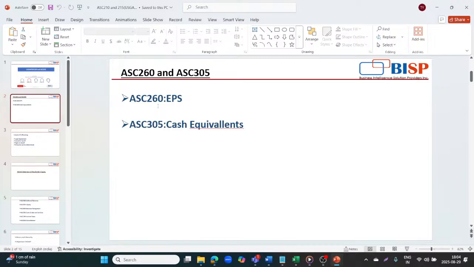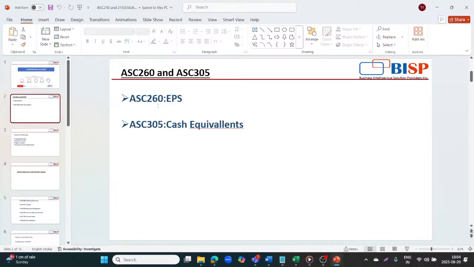It addresses the standard calculation, presentation and disclosure requirements for EPS by entities that have issued common stock that trades in a public market, or have made a filing, or are in the process of filing. And it will also show you the presentation and disclosure. Here we'll see how to calculate the EPS, and how we'll do the presentation and disclosure.